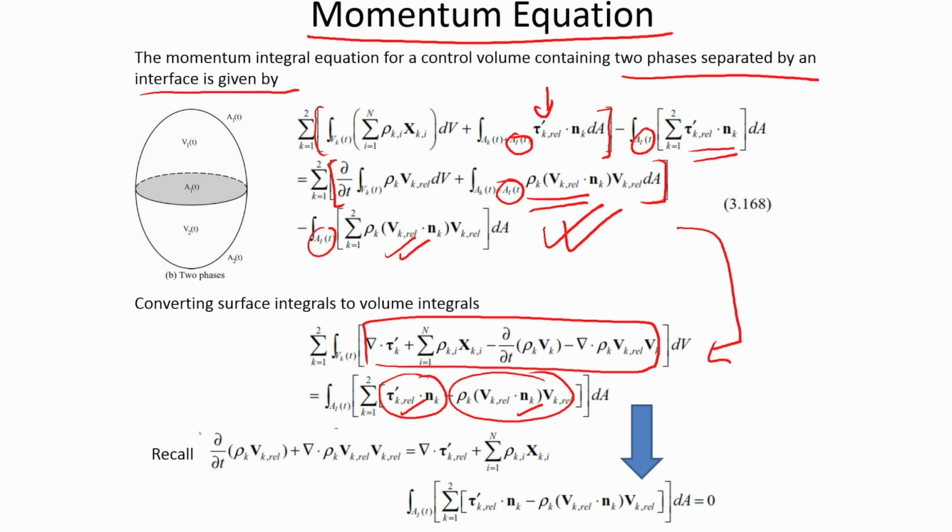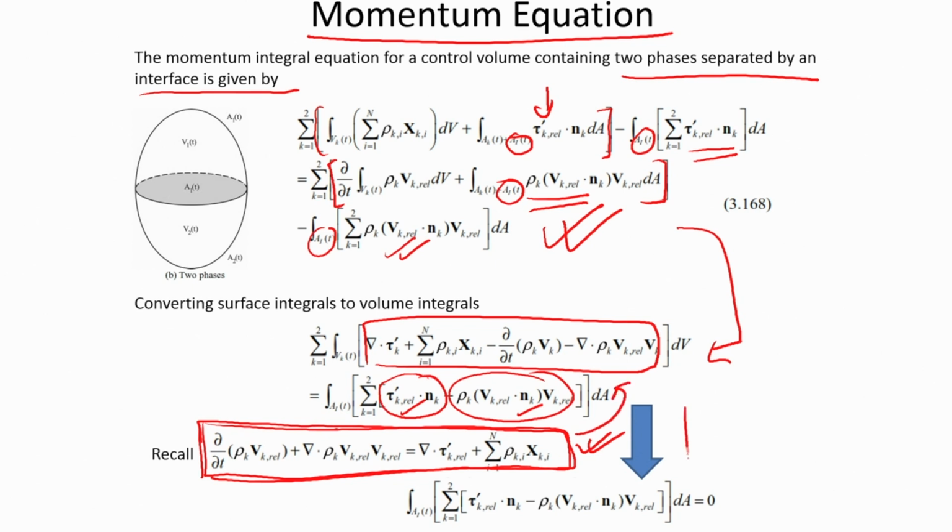Now, recall the original momentum equation written in the differential notation. This is the original momentum equation, and it is applicable for any phase. So, if we substitute this back into this particular equation, we get this as a result. Here it says that the total stress at the interface and the momentum flux at the interface have to be equal to 0. That means this integral equation has to be satisfied.